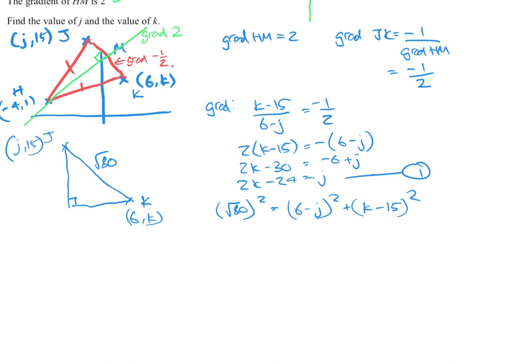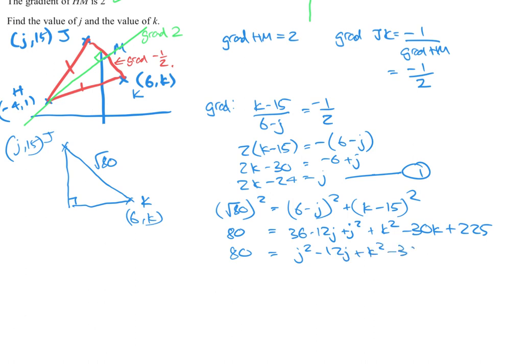So let's work this through. I've got root of 80 squared, which is just 80. I expand out 6 minus j squared. So that's going to give me 36 minus 12j plus j squared. I'm going to expand out k minus 15 squared. So that's going to give me k squared minus 30k plus 225. And now let's tidy this through. I've got 80 equals j squared minus 12j plus k squared minus 30k. So leaving the algebraic terms at the front, 225 take away 36. And in fact, I can also take away 80 from both sides at the same time. So I'm going to do 225, take away 36, take away 80 will give me 131. So I've got an expression here, doesn't look very pleasant, but I'm going to call this equation number 2.